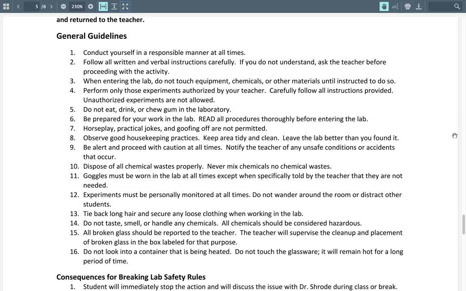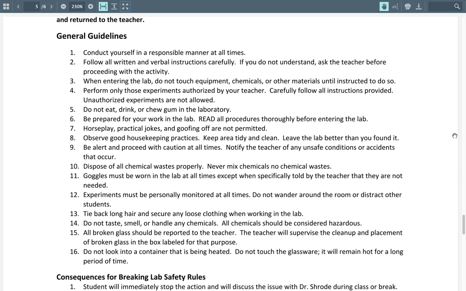Do not eat, drink, or chew gum in the laboratory is rule number 5. So while you're doing experiments, you don't want to do those things. Number 6, be prepared for your work in the lab. Read all procedures thoroughly before entering the lab. Number 7, horseplay, practical jokes, and goofing off are not permitted. These can make things really hard in the lab, and you can cause really dangerous situations if you're goofing off.